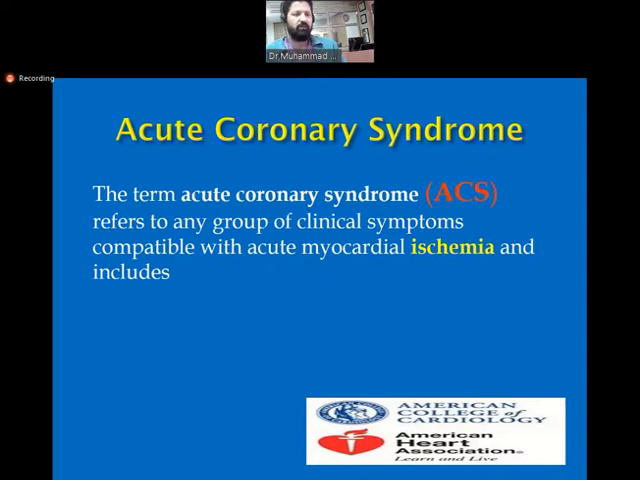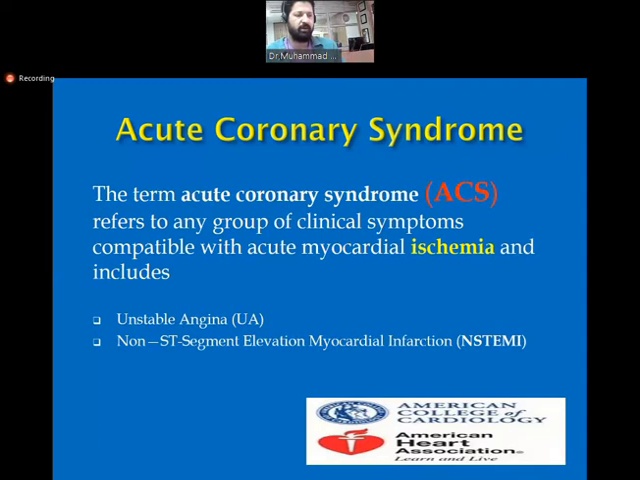recommendation, they set a definition for acute coronary syndrome: the term acute coronary syndrome refers to any group of clinical symptoms compatible with acute myocardial ischemia, which includes unstable angina, non-ST elevation MI, or ST segment elevation MI. In ST segment elevation MI, the coronaries get totally occluded, 100% occluded. There is no distal blood flow past the plaque rupture segment, while in unstable angina or non-ST elevation MI, there is still some blood flow distal to the plaque rupture.